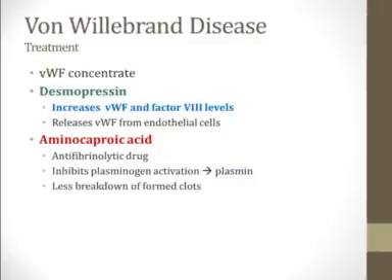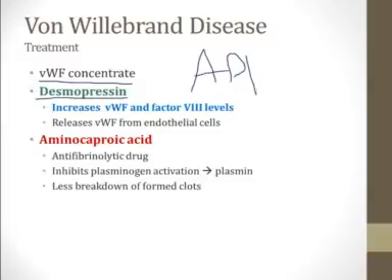There are a number of treatments available for von Willebrand disease. One of them is to simply administer concentrated von Willebrand factor. Another is to use a drug called desmopressin. Desmopressin is an analog of antidiuretic hormone, or ADH. For this reason, it's sometimes used in diabetes insipidus. However, it also has another effect.